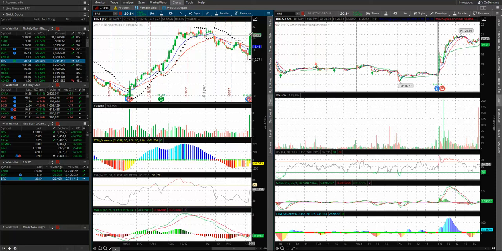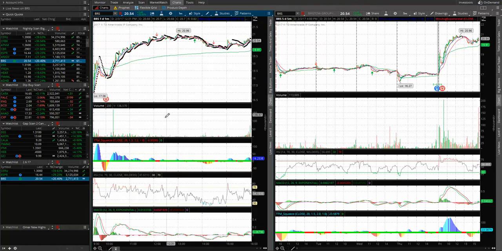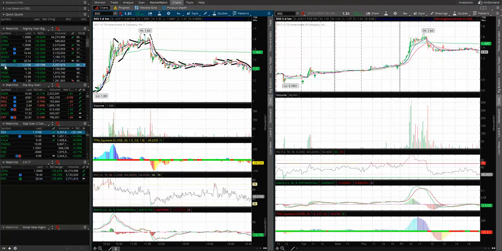So what I expect to happen, I expect this to give some of those gains back, but we'll see. Right, it's a volatile stock. It's a little bit more expensive though than I normally like to trade.